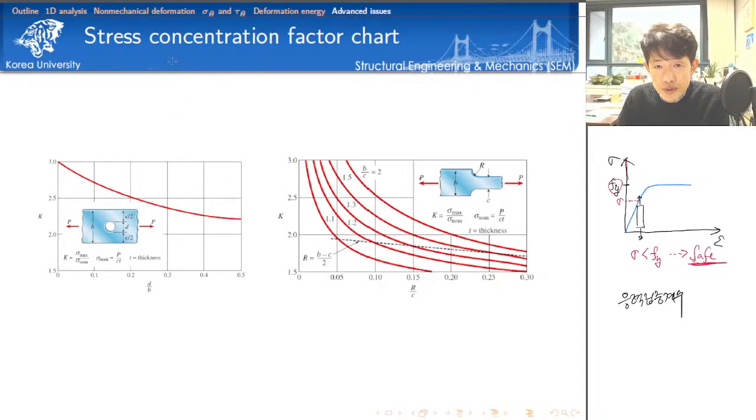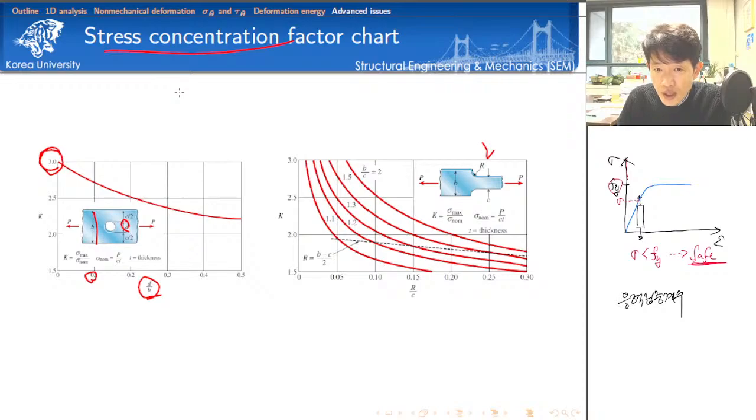If you open such a textbook, for example, look at the size of the hole and the width of this member. Then if D over B is very small, we have a high stress concentration factor, almost 3, and it depends on the geometries. Whenever we have a change of geometry, we have stress concentration, okay? So this is very important to note.